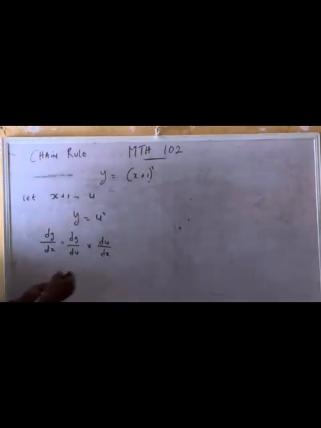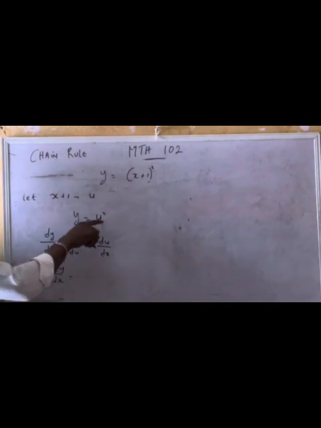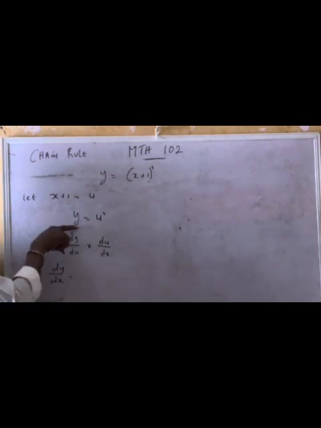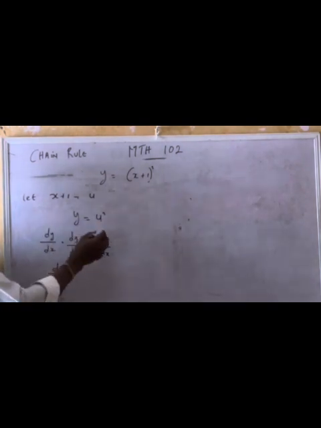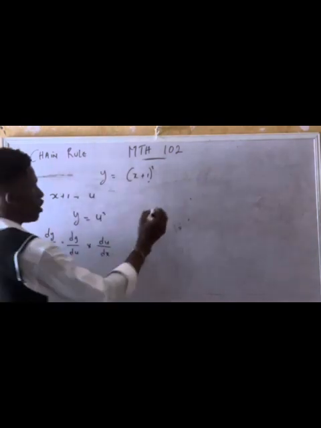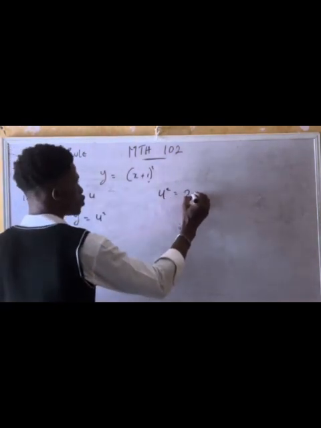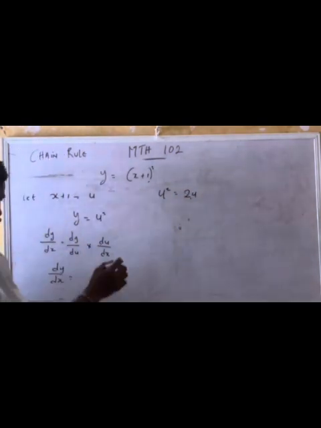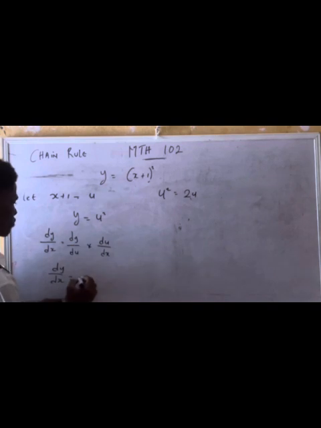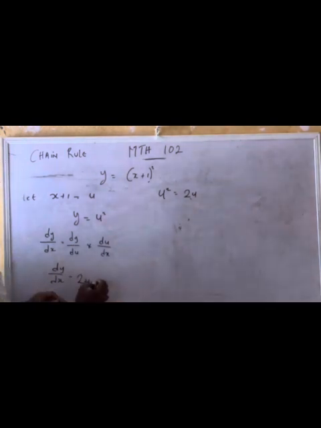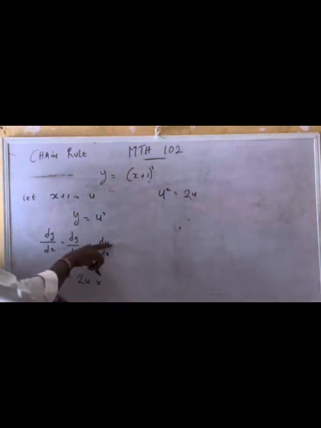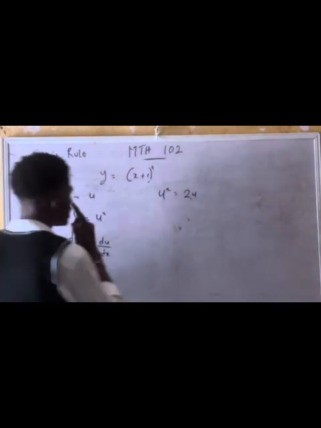Now, how do we do this? Look at this one. The first thing: dy over dx is equal to dy over du, differentiating y with respect to u. If you differentiate u squared, I'll be having what? 2u. Now, this will give me 2u times differentiating u with respect to x.